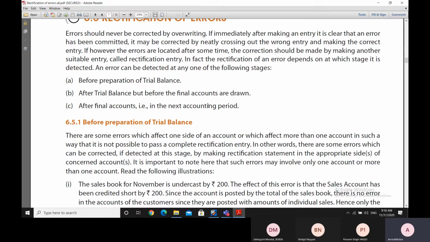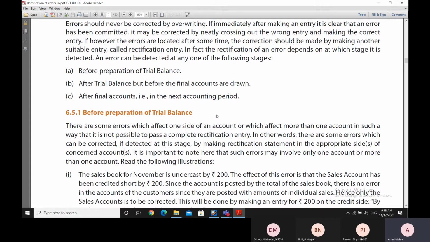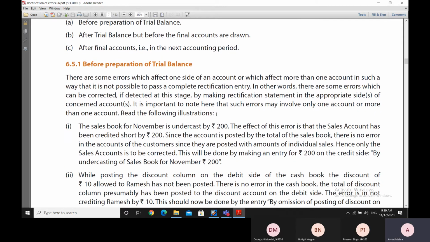So let us understand how to make corrections in each of these situations where the error is detected at different stages of the time and the stages of the preparation of the accounts. So first of all, let us understand when the trial balance is yet to be prepared, before that, how the rectification is to be done.